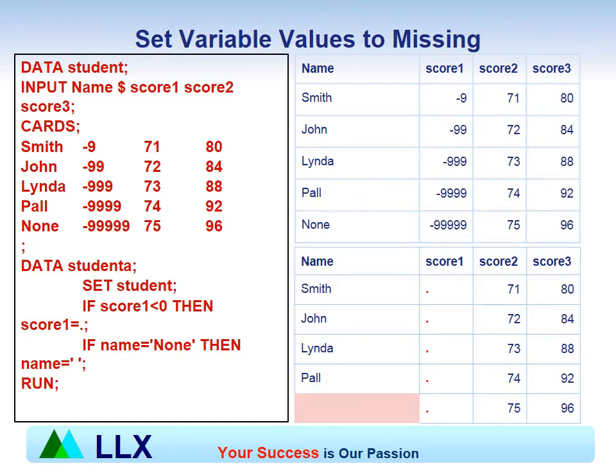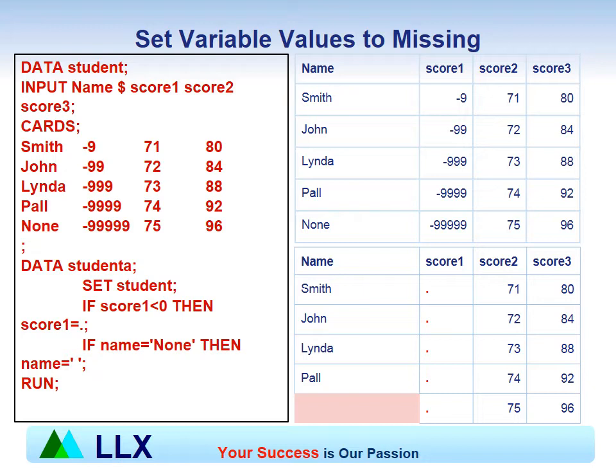Now we'll go over how to set variable values to missing values. Sometimes data comes with variables containing values that do not make any sense, such as in this dataset called student. The values for the variable score1 are all negative, which does not make any sense. One of the values for the variable name is none, which also does not make any sense. This could be due to incorrect data entry. Otherwise, changing the nonsensical values here to missing values would be appropriate.